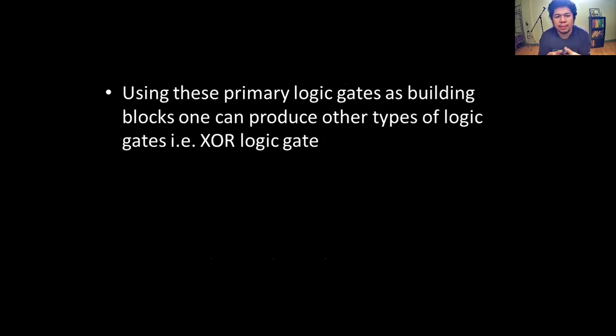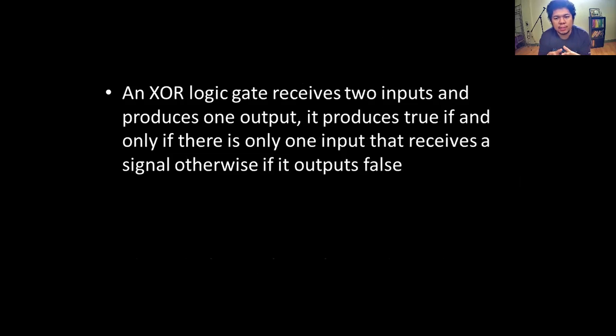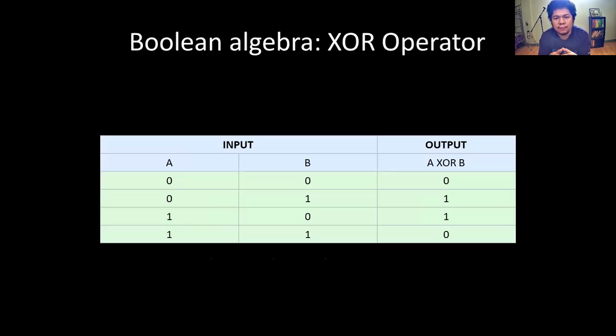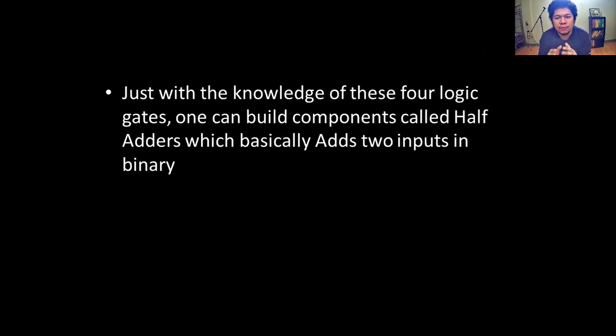Using these primary logic gates as building blocks, one can produce other types of logic gates. An example, the XOR logic gate. An XOR logic gate receives two inputs and produces one output. It produces true if and only if there is only one input that receives the signal. Otherwise, it outputs false. Here's the truth table for the XOR operator. Just with the knowledge of these four logic gates, one can build components called half adders, which basically add two inputs in binary.